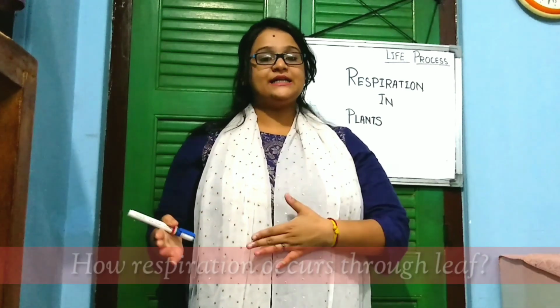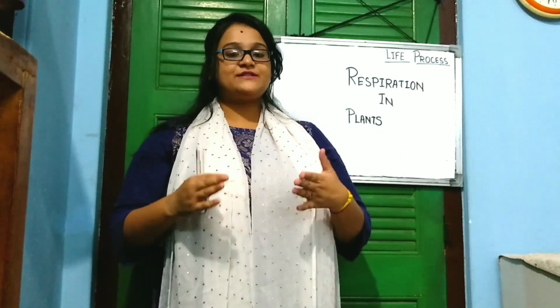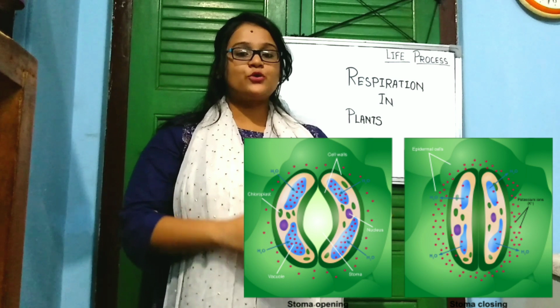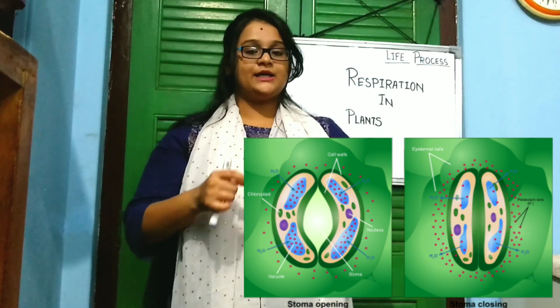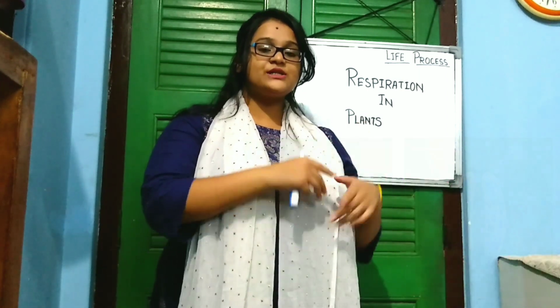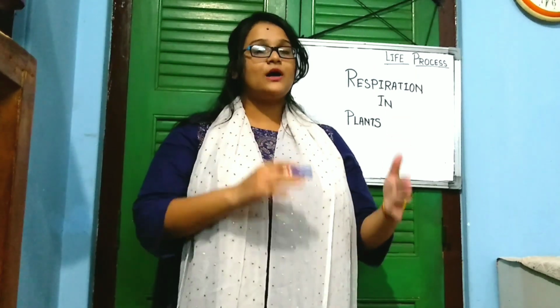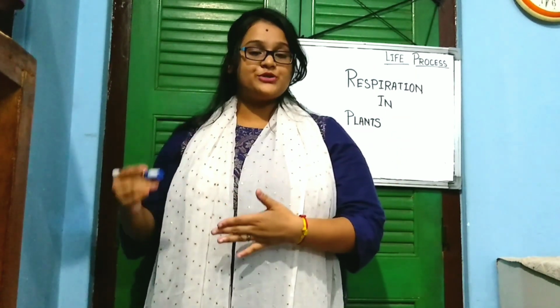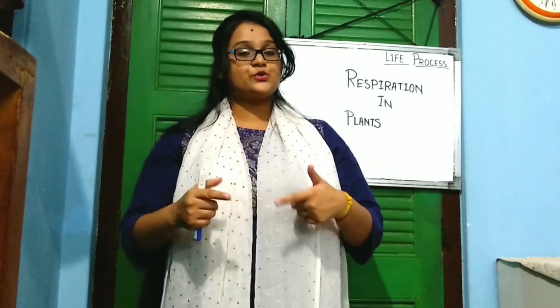Now the next part is how respiration occurs through leaves. Leaves have tiny pores called stomata through which exchange of gases takes place. Oxygen from the air diffuses into the leaves through the stomata, which reaches all other cells where it is used in the respiration. The carbon dioxide that is produced during the respiration diffuses out from the leaves through the same stomata.